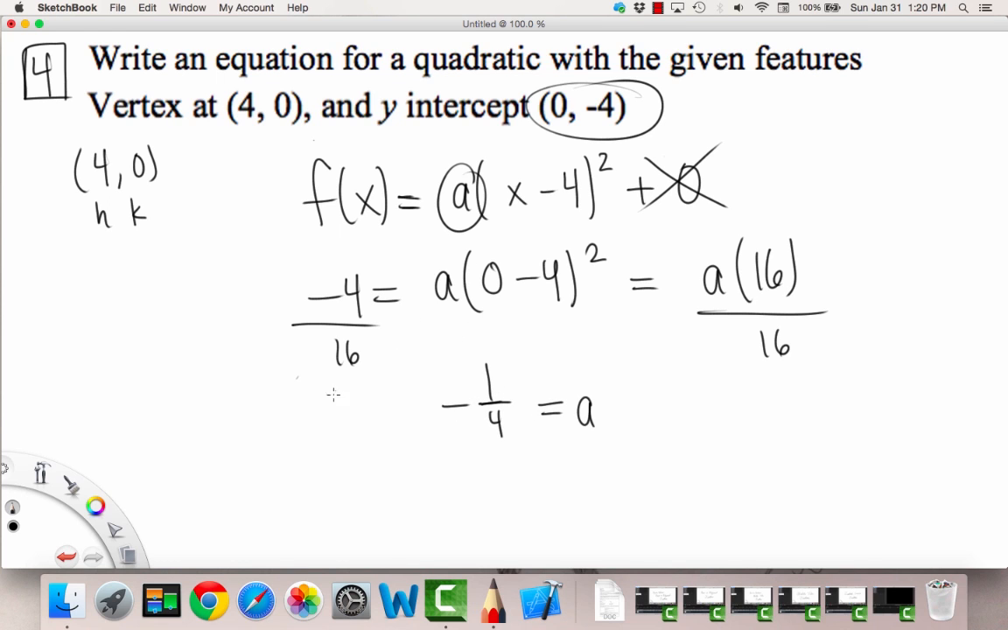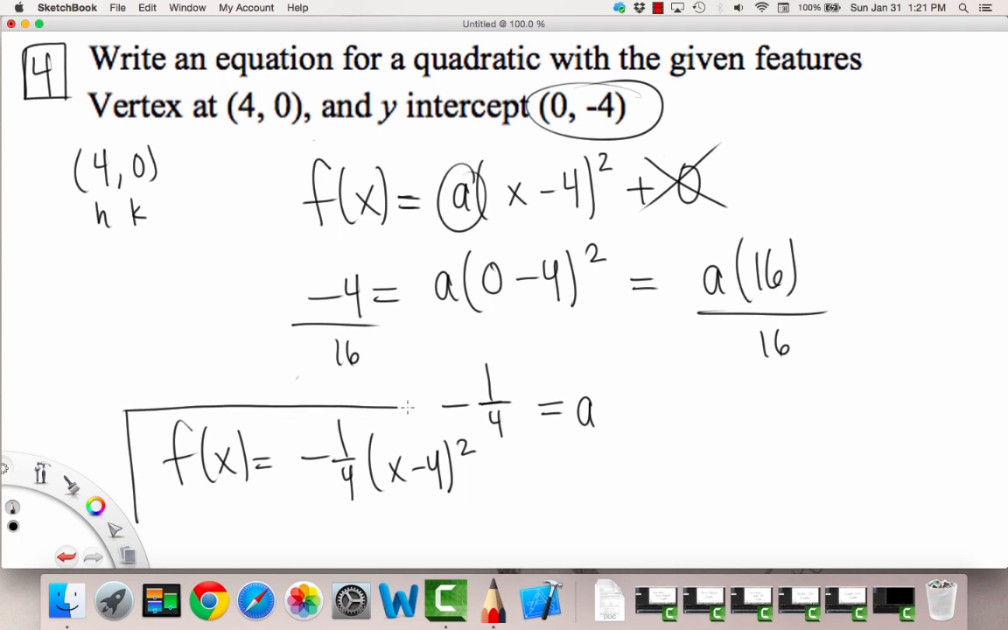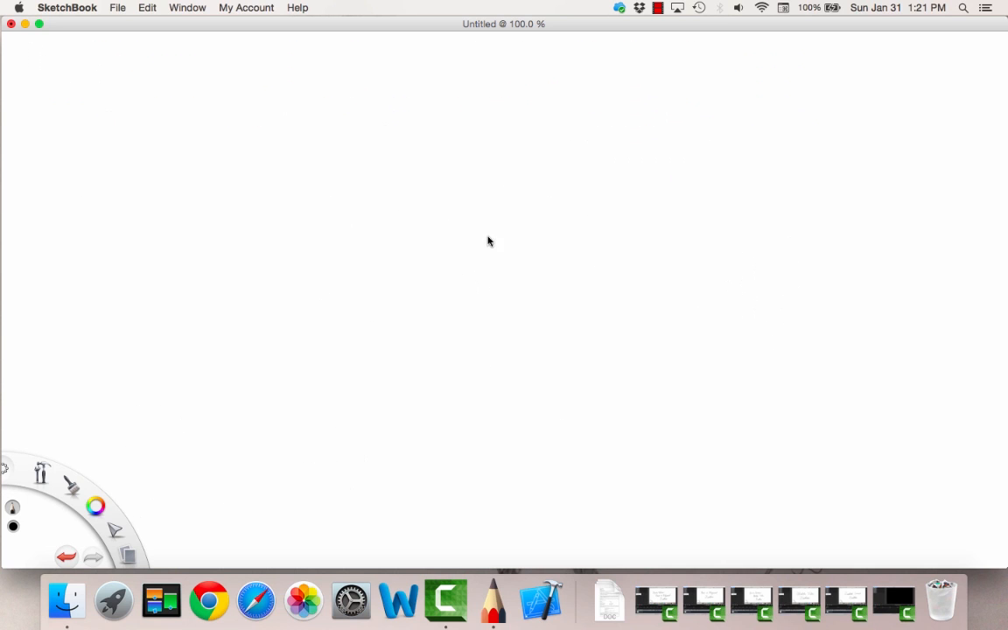Okay? And that's it. Now all we have to do is just plug that back in. So we have f of x is equal to negative 1 over 4 times x minus 4 squared. And that's it. So that is the equation for our quadratic here. And you can always put it into standard form again if you'd like to. Let me do that on the next slide just to go a step further.